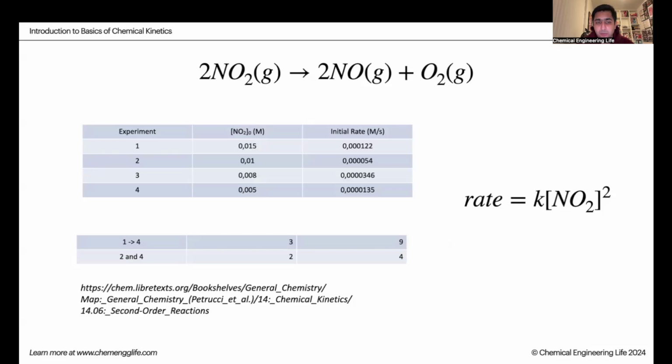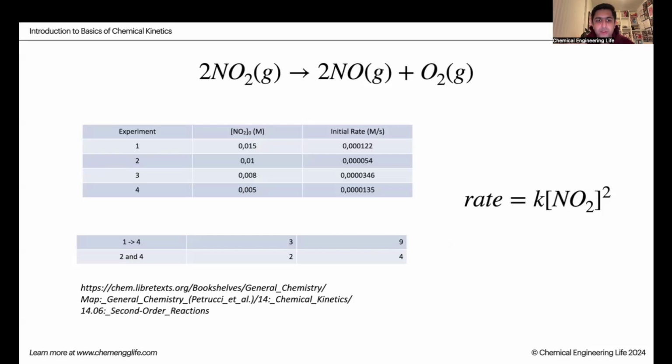So we have this example where you have nitrogen dioxide decomposing into nitrogen oxide and oxygen. Now you have 4 reactions, right? For the 4 reactions, you have the concentration of nitrogen dioxide, and you have the initial rate.